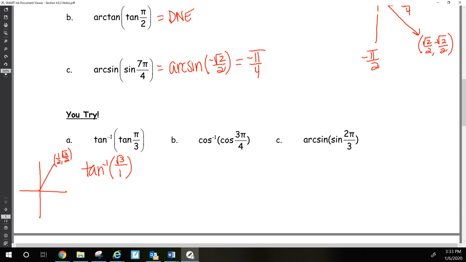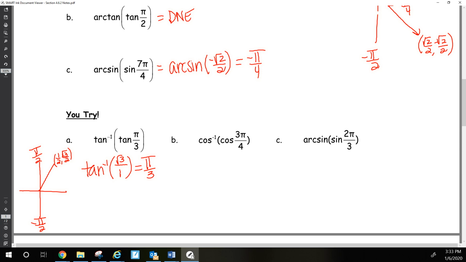Well, then when I go ask myself for what angle between negative pi over 2 and pi over 2, remember we restrict it to these, also for tangent, which angle would give me a tangent of square root 3 over 1? Well, that's this guy here that we just had. So, like I said, if it's in the first quadrant, you've got tan inverse of tan, you can just spit that guy right back out, nice and easy.